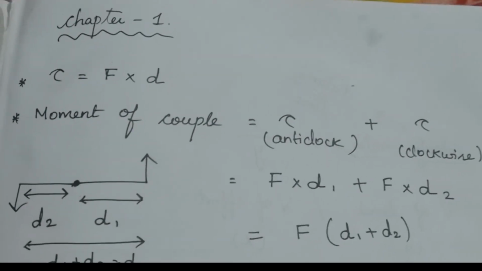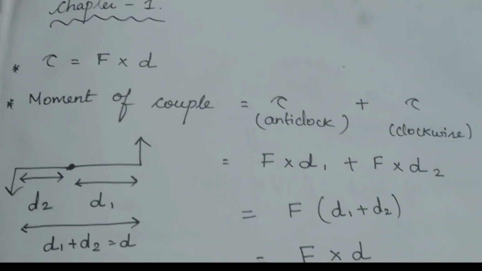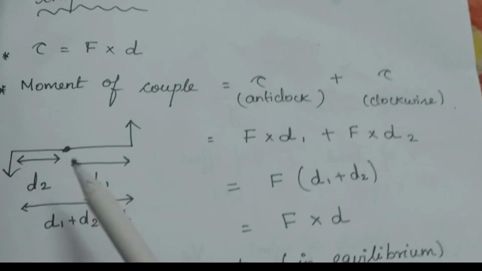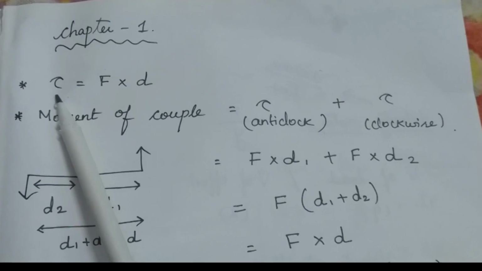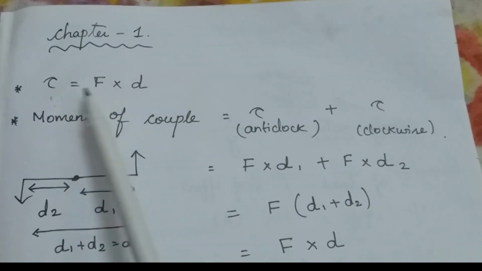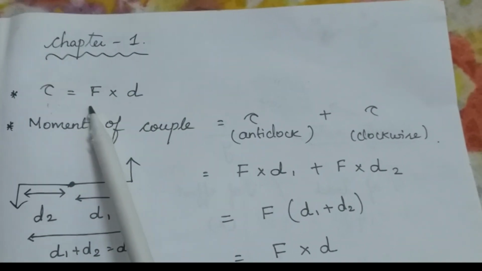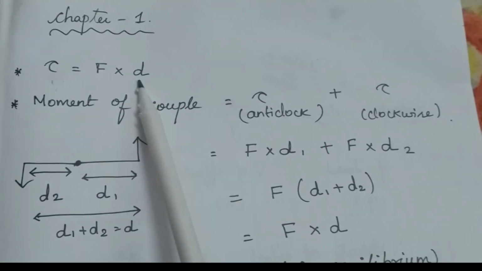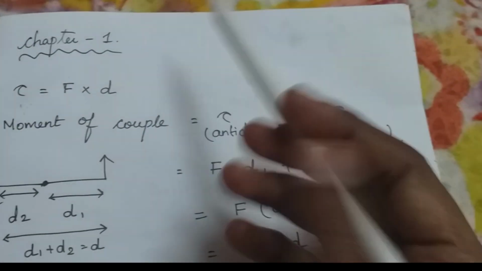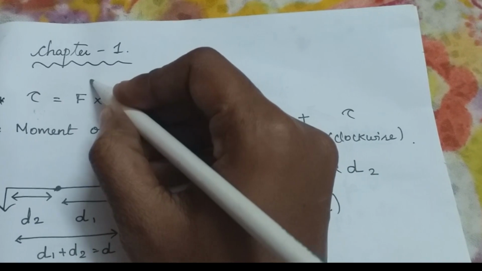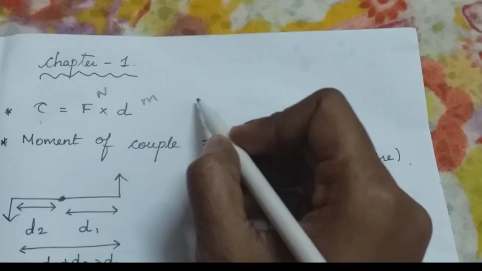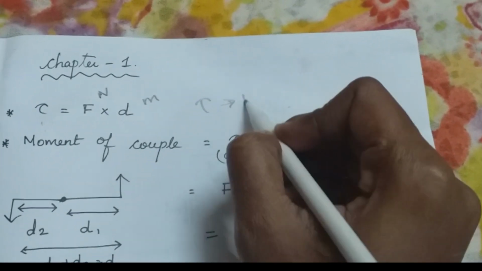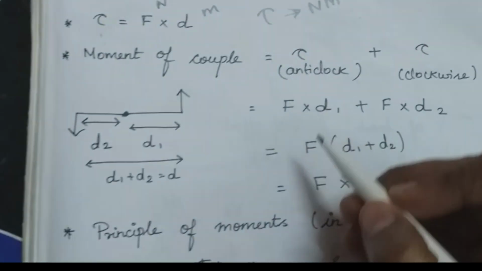So children, here are the formulas that are involved in chapter 1. The first formula is tau. What is tau? Tau indicates torque. Tau is equal to F into D, that is force into perpendicular distance. So what would be the unit here? For F, force, the unit is Newton. For distance, the unit is meter. So for tau, the unit will be Newton meter.